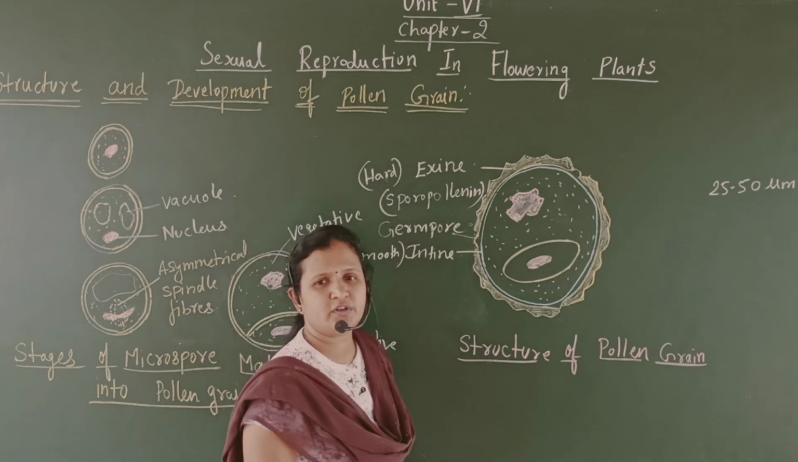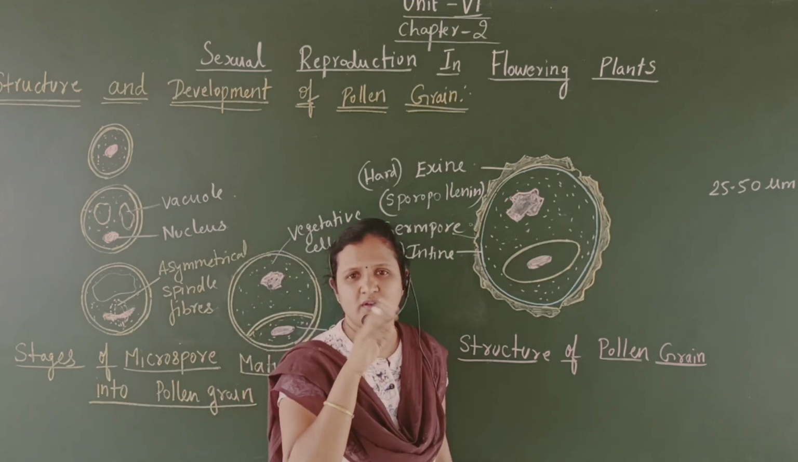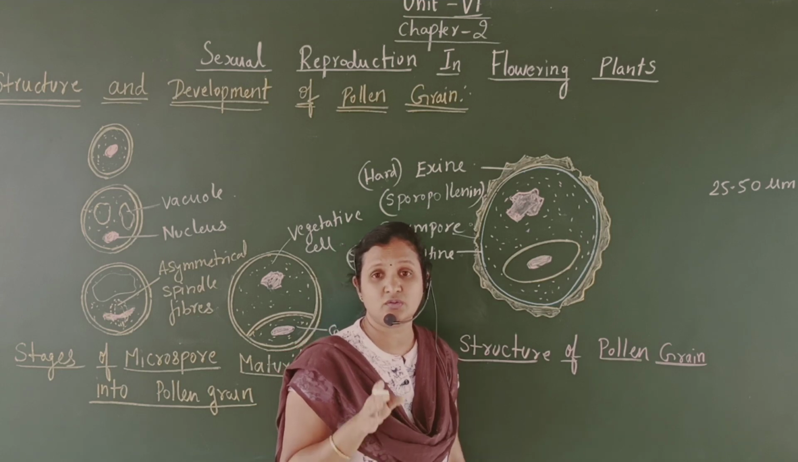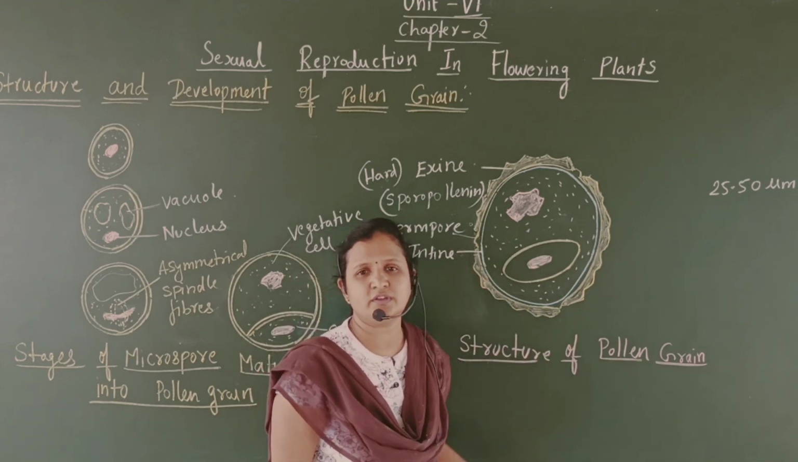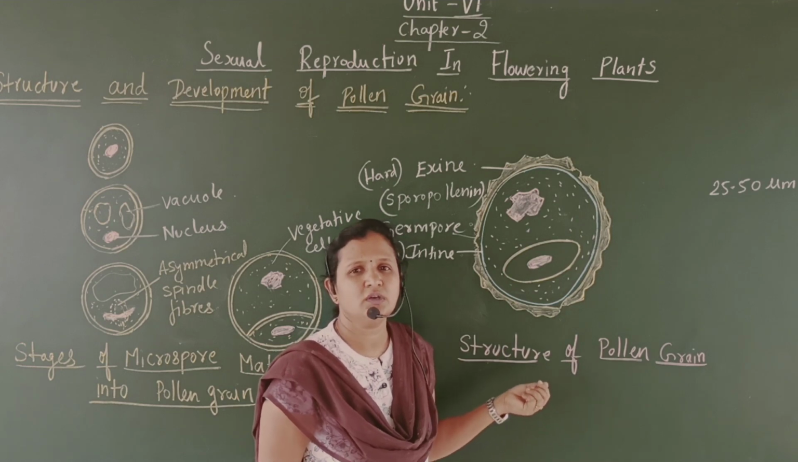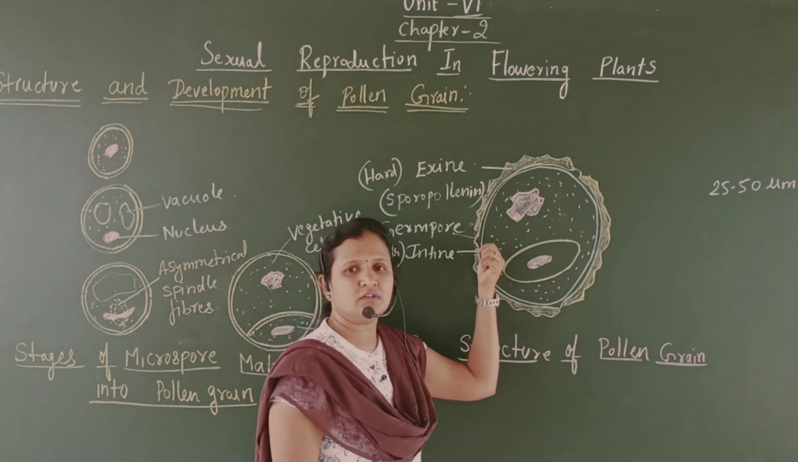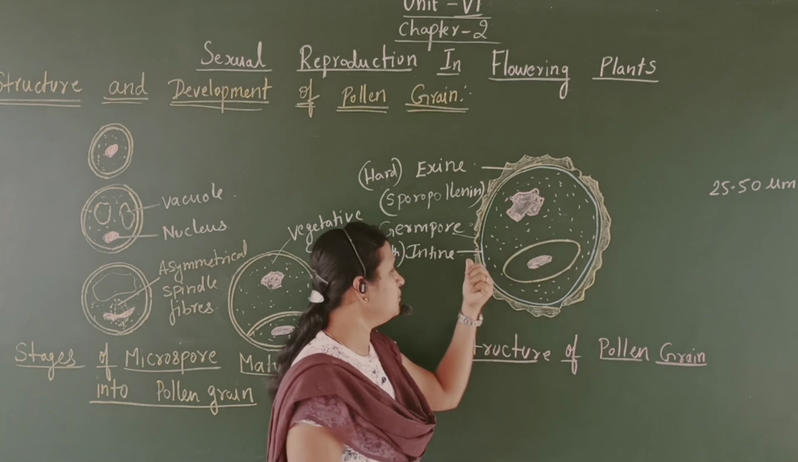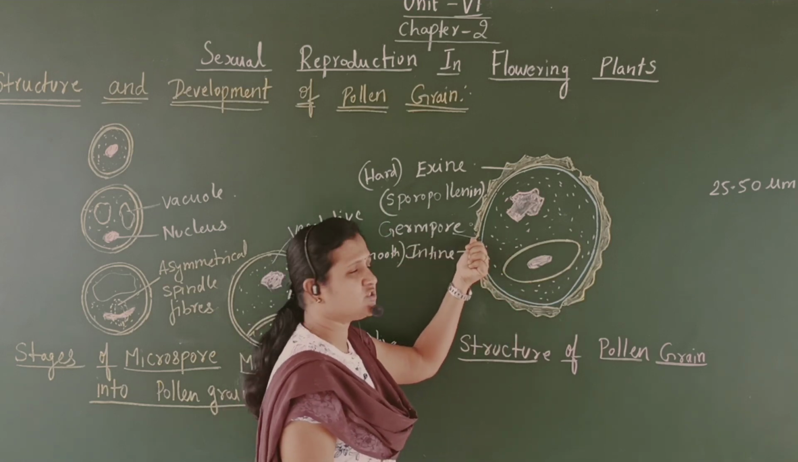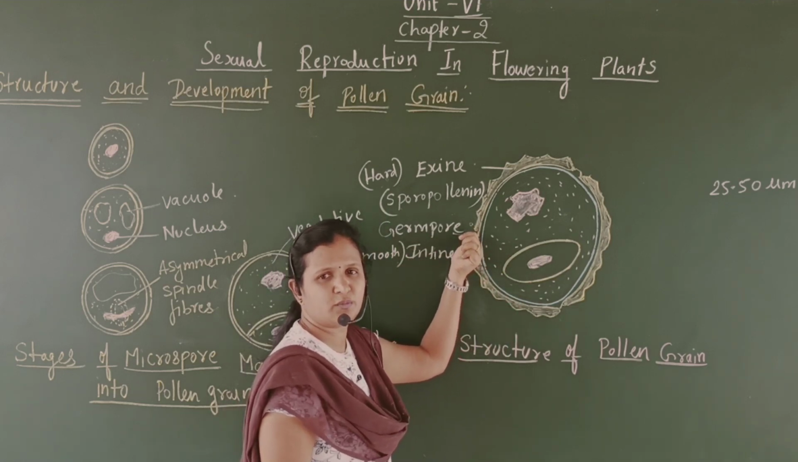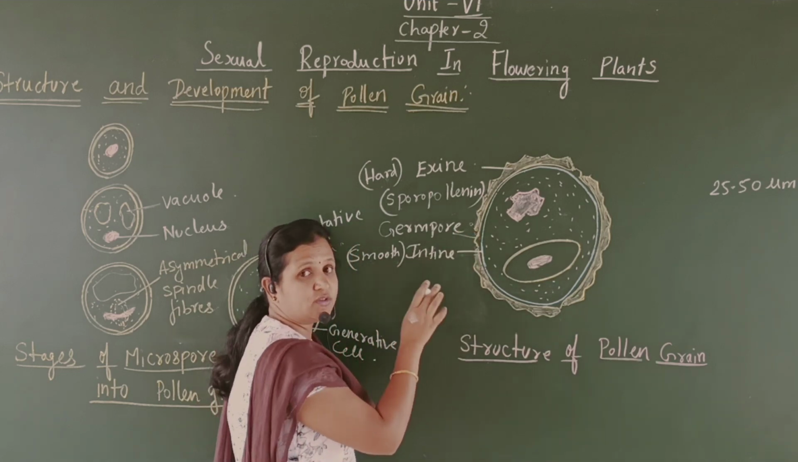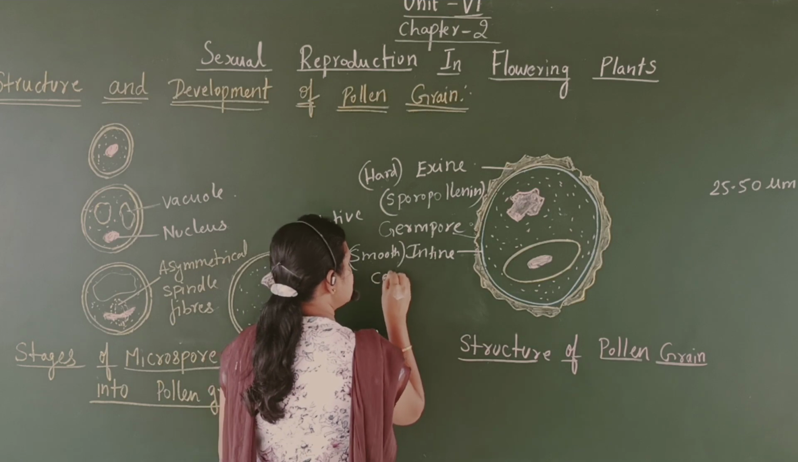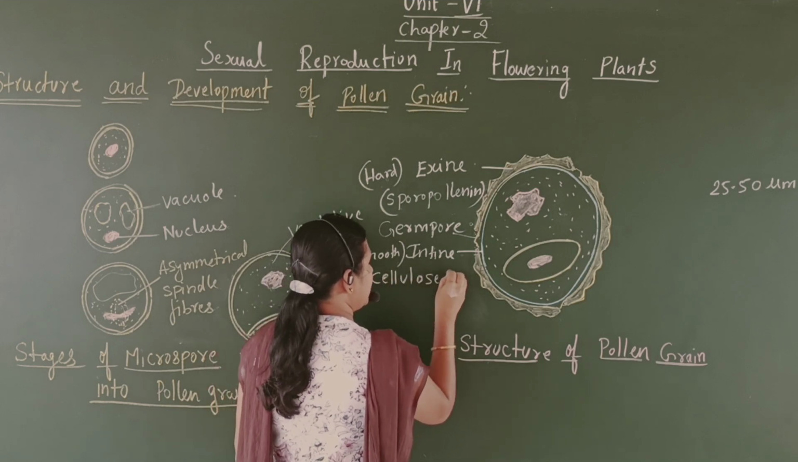So where the sporopollenin is absent in the exine wall layer is called a germ pore, and through this germ pore the pollen tube will be formed. Later, when we talk about pollination, the pollen grain will produce the pollen tube through this germ pore, where sporopollenin is absent. And the intine is smooth and made up of cellulose and pectin.